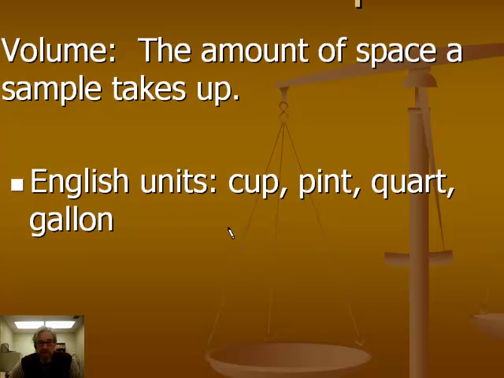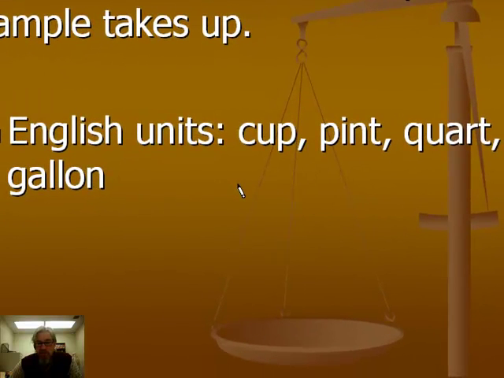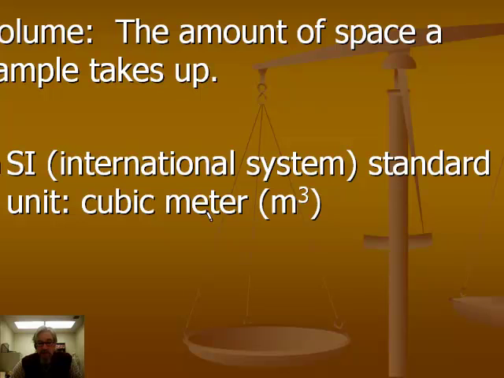Another extensive property is volume. Volume isn't actually something you can measure directly. It's made up of three measurements: length, width, and height, really. It's three lengths in three dimensions. The amount of space something takes up in English units is measured with cups, pints, quarts, gallons, barrels. There are pecks. There are lots of English units. In the SI International System, the standard unit is a cubic meter, which is a meter by a meter by a meter. A cubic meter is a really large volume. It's way too big for most practical purposes in chemistry labs.